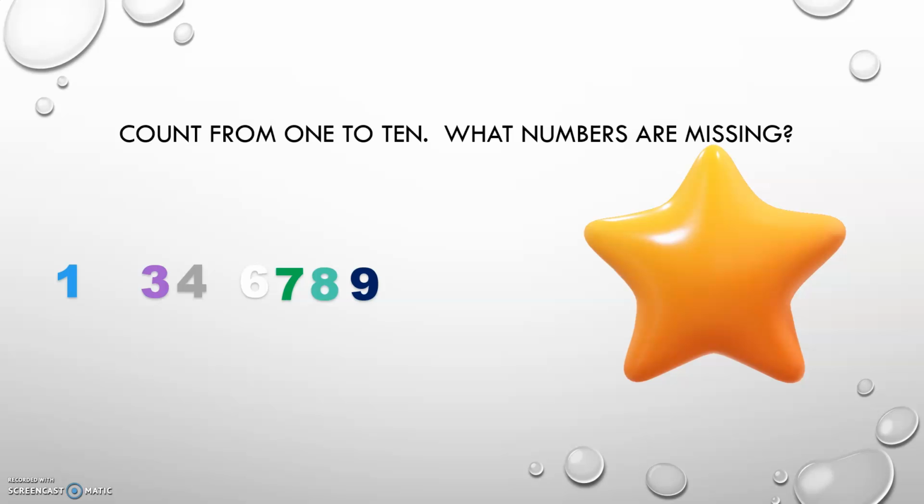1, 2, 3, 4, 5, 6, 7, 8, 9, 10. I don't see some numbers. Let's start with 1. What's next? You are correct. What do you think is missing? Because it goes straight to 3. 1, 3. Can you guess what's missing? Did you guess correctly? If you guess 2, you are correct. Excellent. 2 is the missing number.